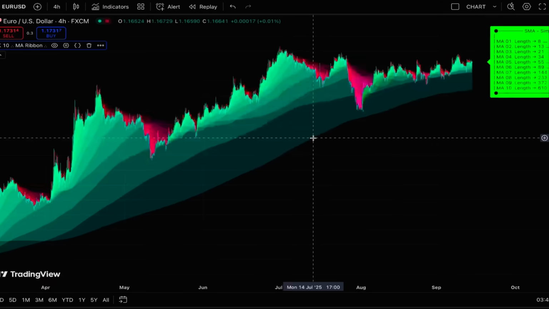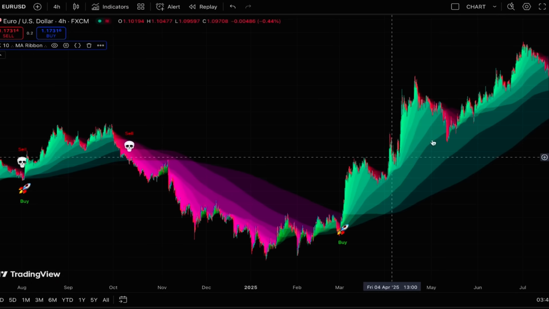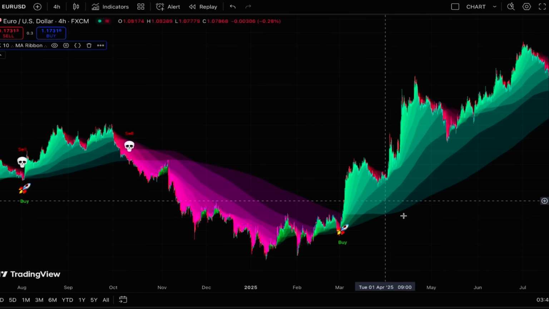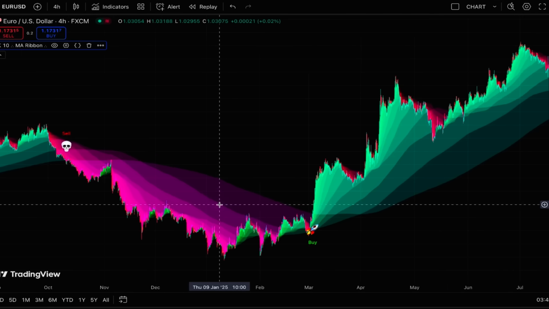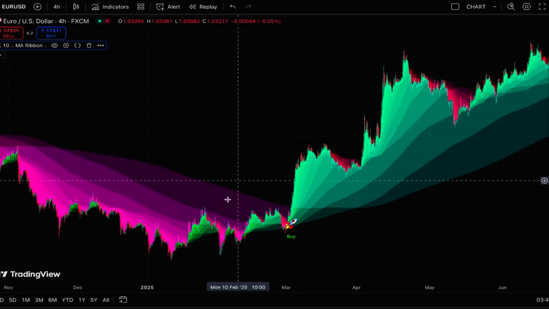Alright, as you can see, we have a ribbon on the price chart, and depending on the direction of the market, the color is either green or purple. As I mentioned earlier, we have a collection of moving averages from short term to long term.